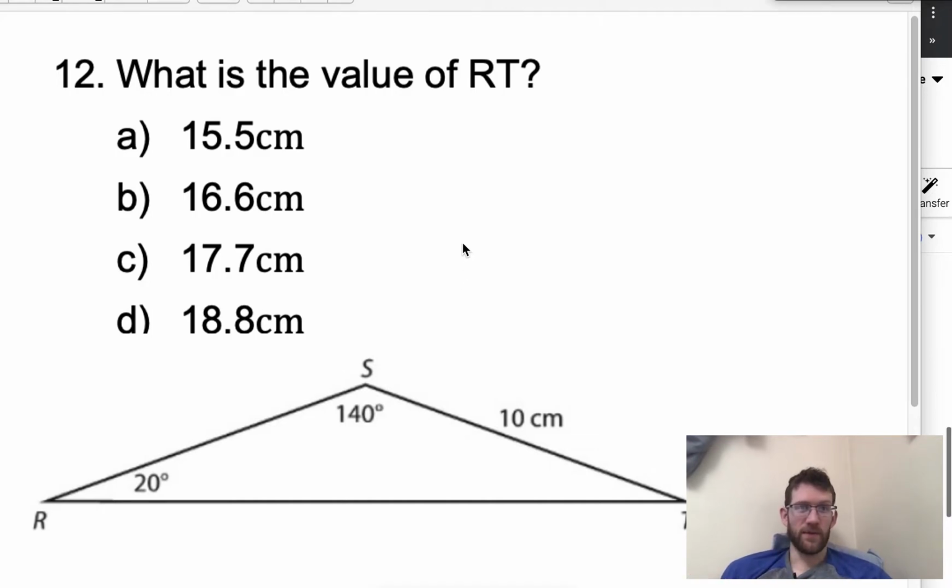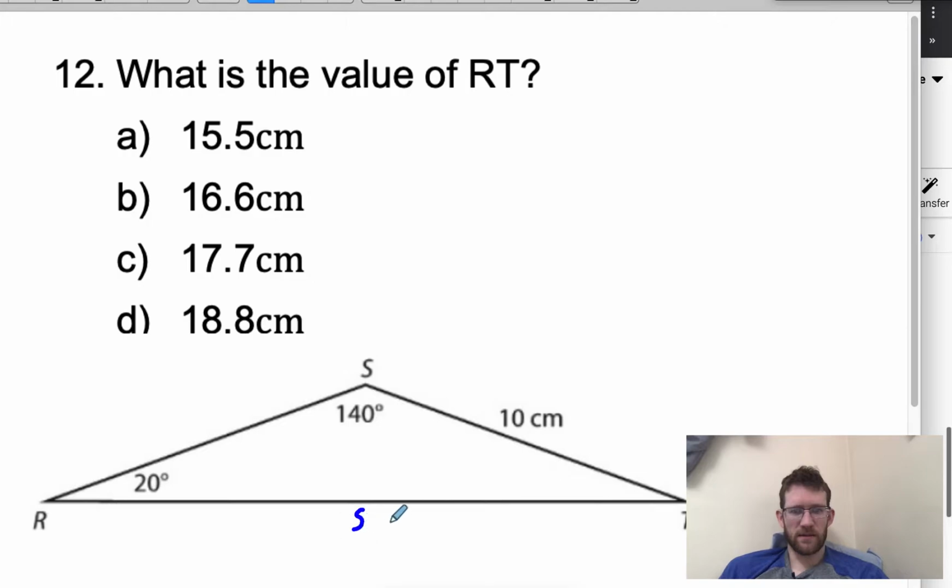Number 12. I'm going to do this twice using two different methods, so feel free to stick around and follow along. About 48% of you guys got this one right. So what is the value of RT? Well, this is going to be a law of sines problem again, because RT is this side here.